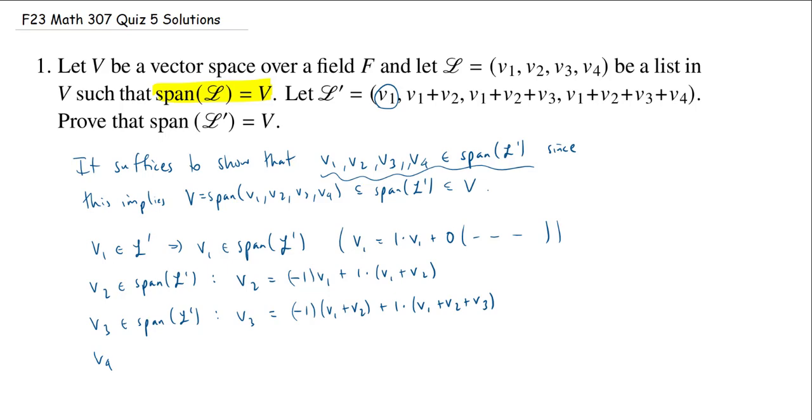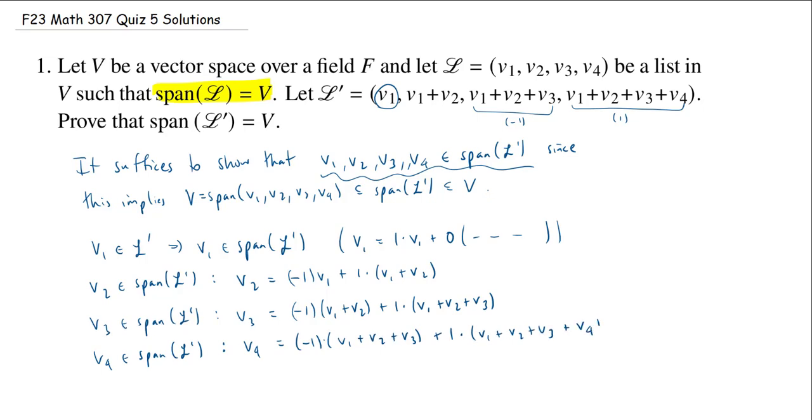And so finally V4. At this point you can probably guess what's going to happen here. I'm just going to take the 3rd and the 4th vectors in my list L prime. I'll take -1 copies of V1 plus V2 plus V3 and add it to 1 copy of V1 plus V2 plus V3 plus V4. The -1 copy cancels with the 1 copy of V1 plus V2 plus V3, and I get this extra V4, which is the only thing left, which is exactly what I want.